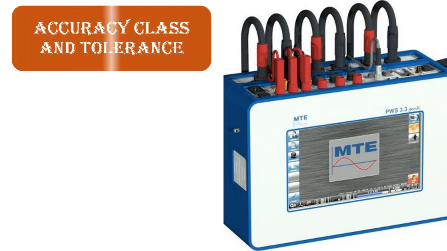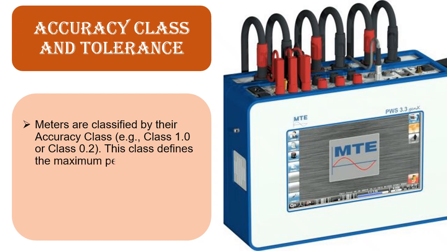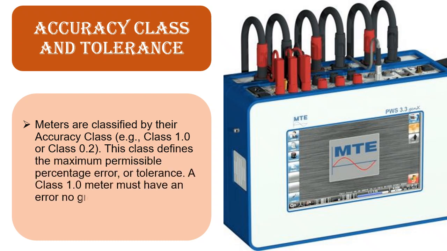Accuracy class and tolerance. Meters are classified by their accuracy class, e.g., class 1.0 or class 0.2. This class defines the maximum permissible percentage error, or tolerance. A class 1.0 meter must have an error no greater than 1.0% across its operating range.